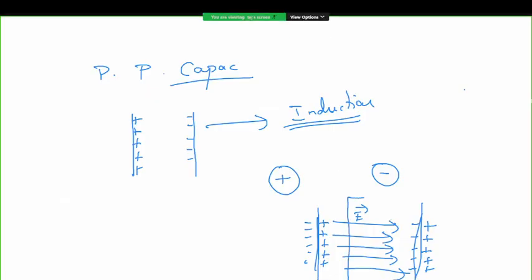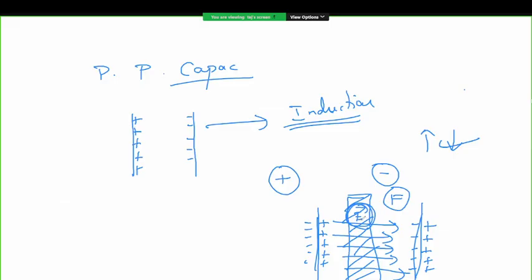I'll introduce one dielectric here. Now dielectric, I'll put one mark like this. Now what happens? The electric field between them can either increase or decrease. Now don't get confused. I'm using the word electric field here, not force. But if I use the word force, 100% it will decrease.